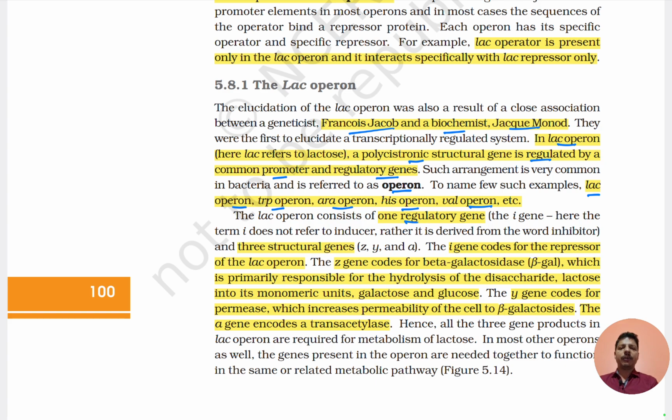The lac operon consists of one regulatory gene, the I gene. Here I does not mean inducer, rather it stands for inhibitor, and there are three structural genes Z, Y, and A. I codes for the repressor of the lac operon. The Z gene codes for beta-galactosidase, which is primarily responsible for breaking down the disaccharide lactose into galactose and glucose. The Y gene codes for permease, which increases the permeability of the cell to beta-galactosides, and the A gene codes for transacetylase.